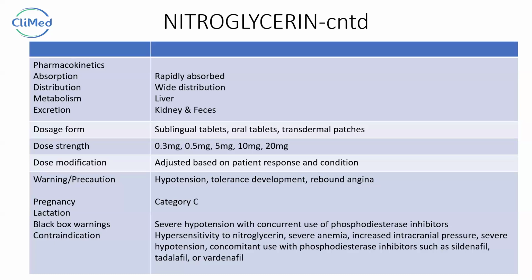Black box warnings: severe hypertension with concurrent use of phosphodiesterase inhibitors. Contraindication: hypersensitivity to nitroglycerin, severe anemia, increased intracranial pressure, severe hypertension, concomitant use with phosphodiesterase inhibitors like sildenafil, tadalafil, and vardenafil.